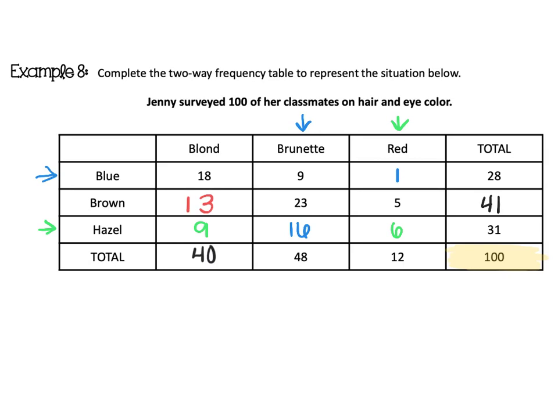So if I wanted to look at the percent that have hazel eyes and brown hair, or brunettes, out of the whole population, I would look at the hazel brunettes box, which is 16 people, out of the whole population, which is 100 people. So 16 out of 100 is 0.16, which is 16%.